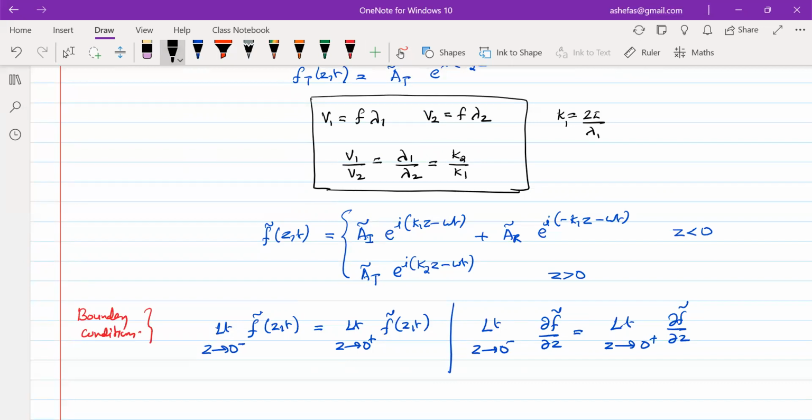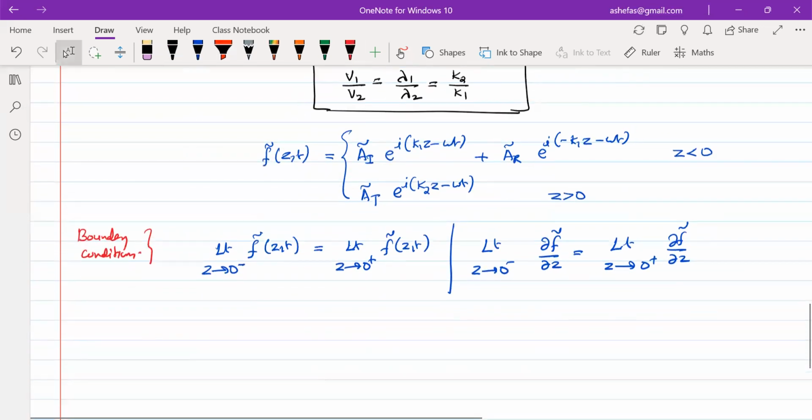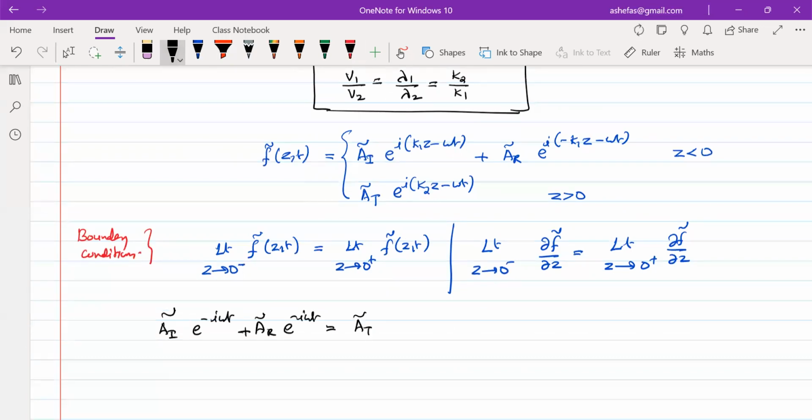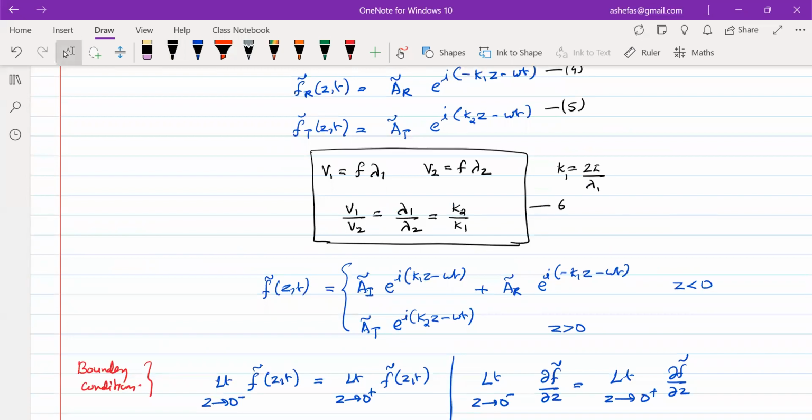Okay, now we can apply this boundary condition. Now z tends to 0 minus means we are approaching from the left side. So when you approach from the left side, that is from z less than 0, and when z approaches 0, what would happen? The left side would become ai tilde e raised to minus i omega t plus ar tilde e raised to minus i omega t equal at tilde e raised to minus i omega t.